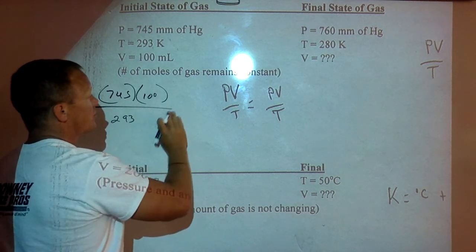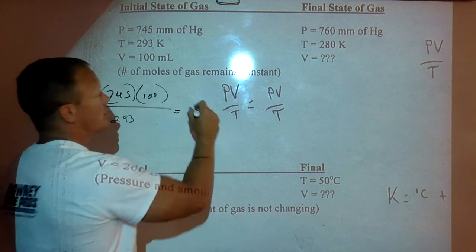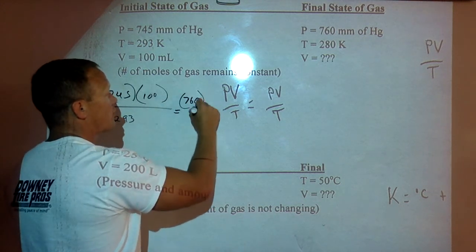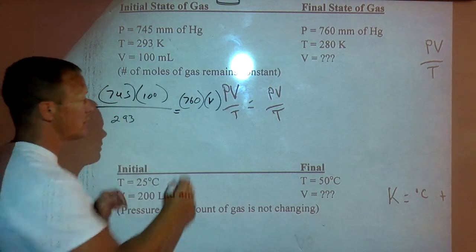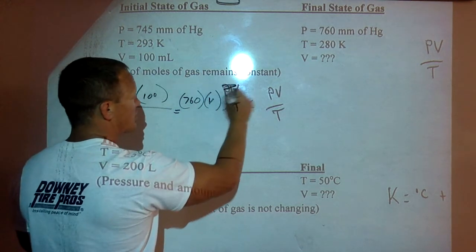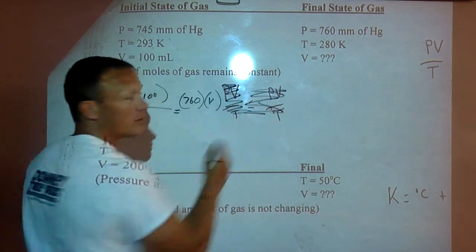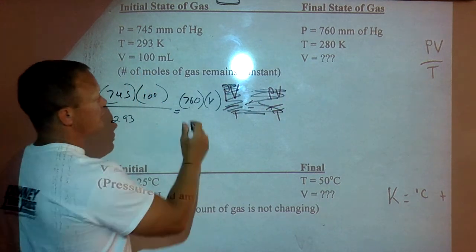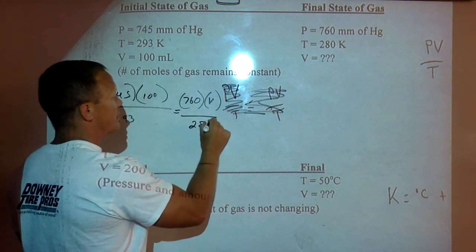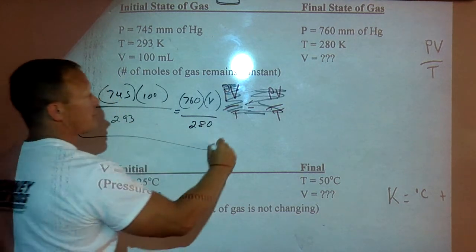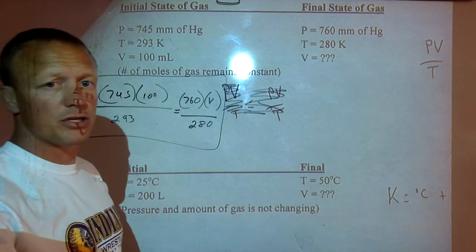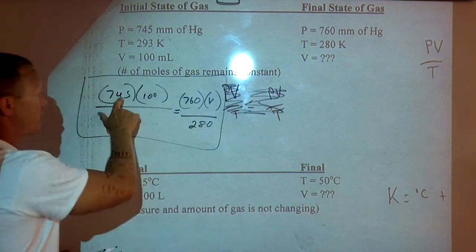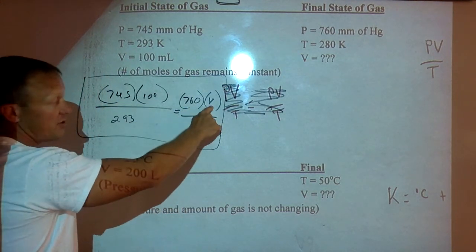We'll set it equal to the other side. 760 is our pressure. Trying to find the volume, so that's my V. Over our temperature, which is 280. So here's our setup. Plugging numbers in shouldn't be too hard for you to do.